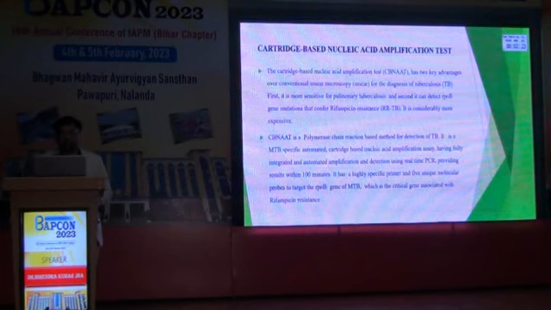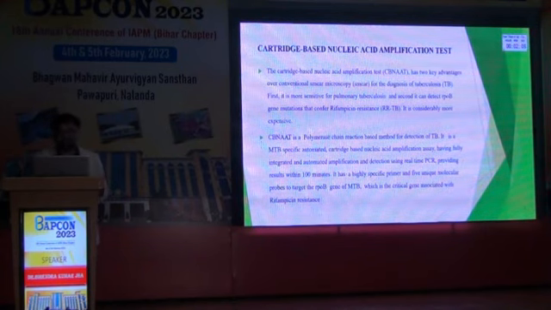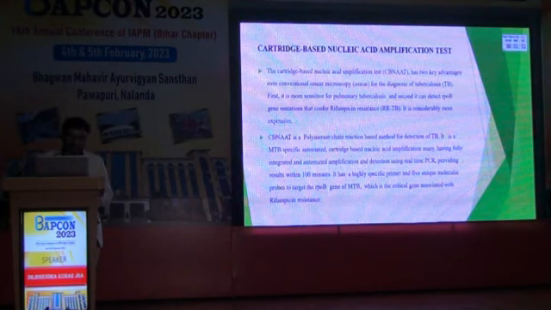The CBNAAT has two key advantages over conventional microscopy for the diagnosis of tuberculosis. First, it is more sensitive for pulmonary tuberculosis, and second, it can detect rpoB gene mutation that confers rifampicin resistance. It is considerably more expensive. CBNAAT is a polymerase chain reaction based method for detection of TB. It is an MTB specific automated cartridge based nucleic acid amplification assay having fully integrated and automated amplification and detection using real time PCR, providing results within 100 minutes.